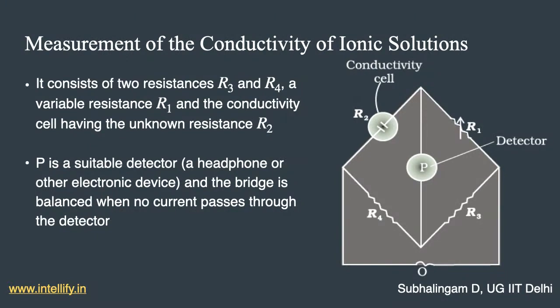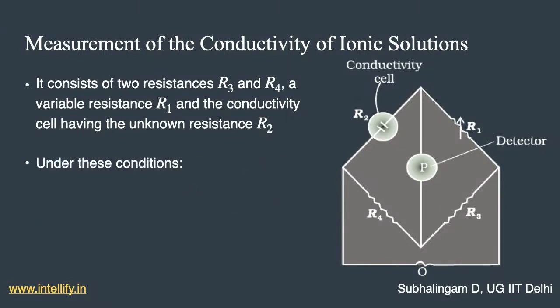T is a suitable detector, a headphone or other electronic device, and the bridge is balanced when no current passes through the detector. Under these conditions, that is, when the Wheatstone bridge is balanced, unknown resistance R2 is given by R1 R4 upon R3.